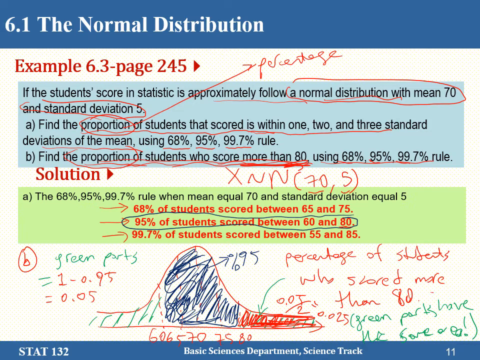So this will be 2.5%. You can use this idea: if it is 95%, remove the 95% part, you will get the 5% part. You divide the 5% by 2, and this will make the red part here, which is 2.5%. So the final answer is that the percentage of students who scored more than 80 is 2.5%.